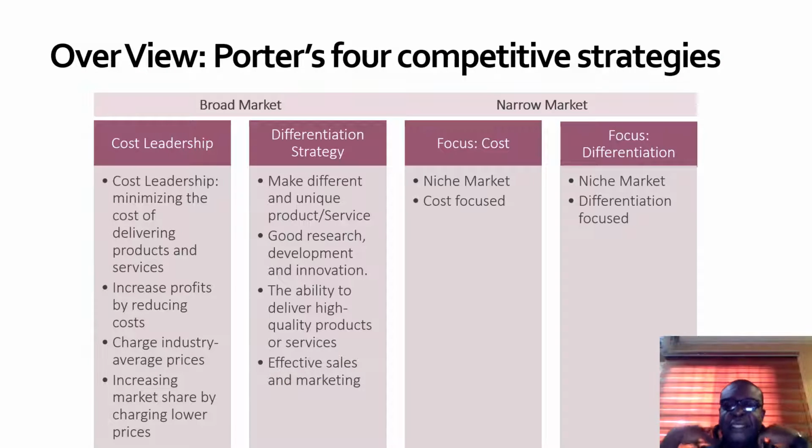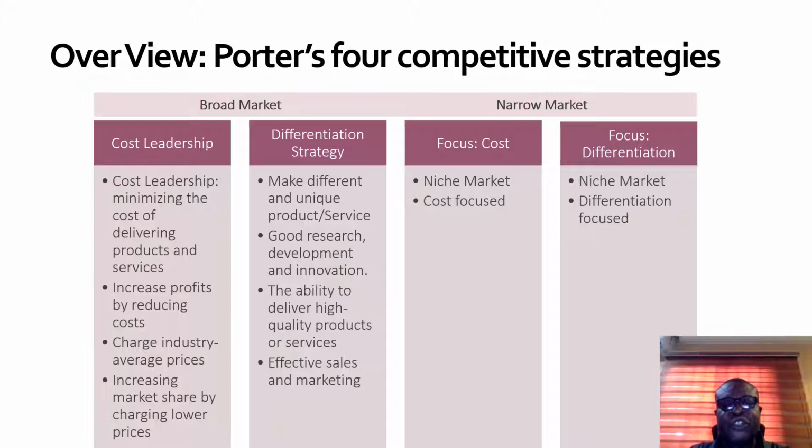To understand these four broad strategies, for cost leadership, the objective is to minimize as much cost as is possible in such a way that you're a cost leader. Nobody can go beyond your cost. In other words, the market can be defined, and you want to be a leader in that respect. The other option in the broad market sense is for you to be a differentiator.